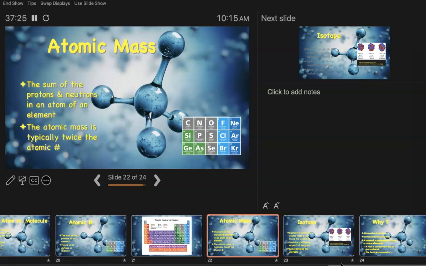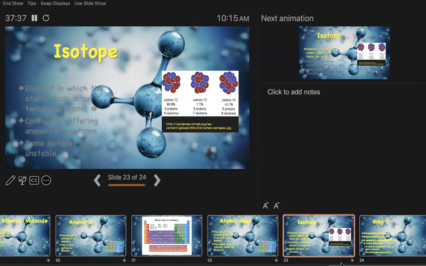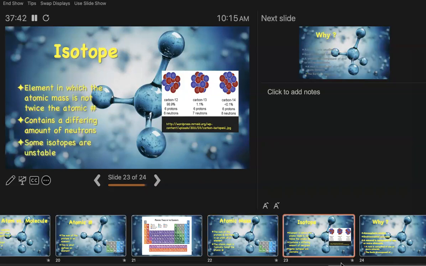Well, actually, we got a slide here first. So atomic mass, if you didn't get it down, we've talked about it 3 times already. The sum of the protons and neutrons, and typically twice the atomic number. We just said that. So when that's not the case, the word they have for that is an isotope. Another word you've heard. Okay.